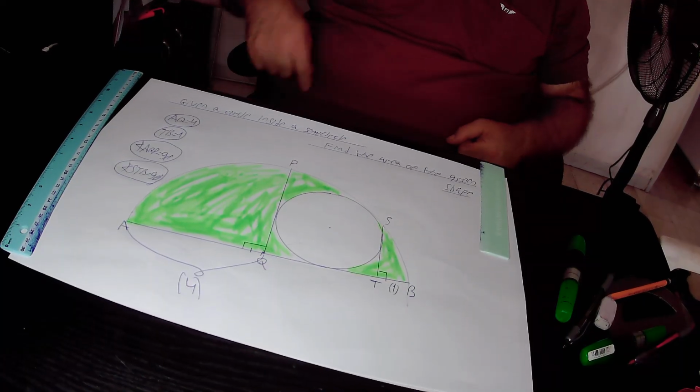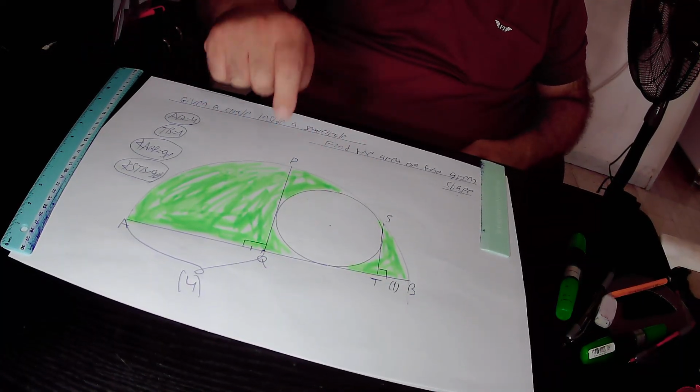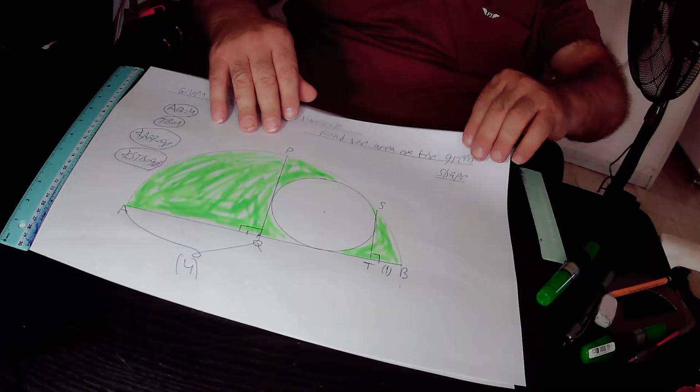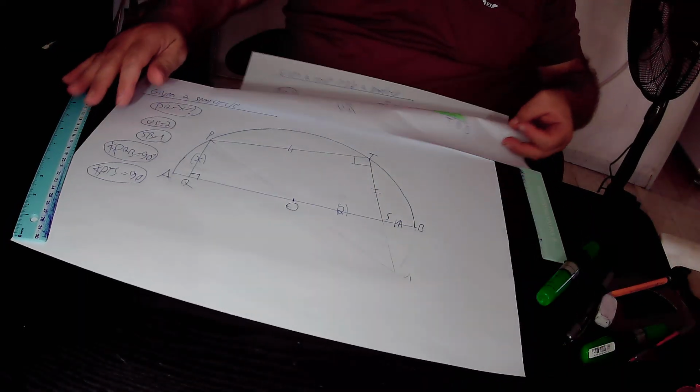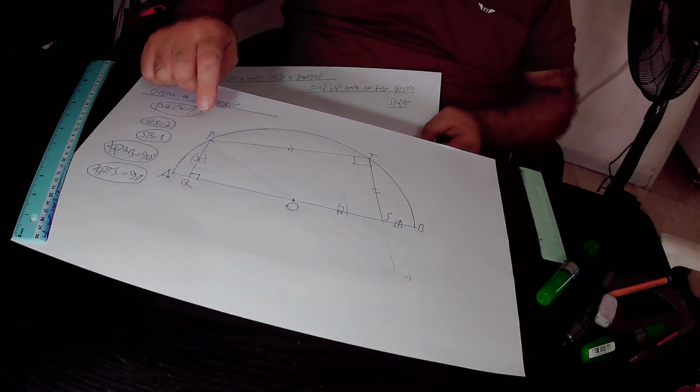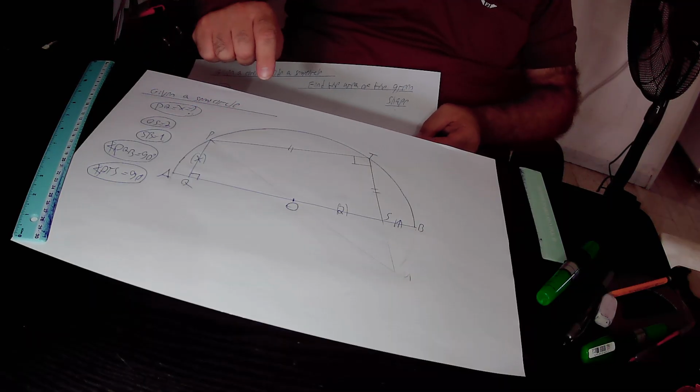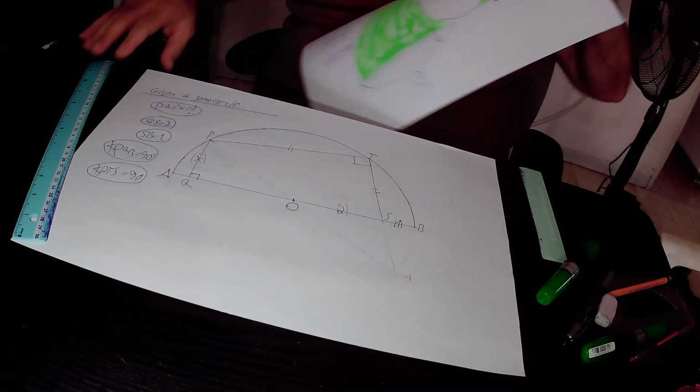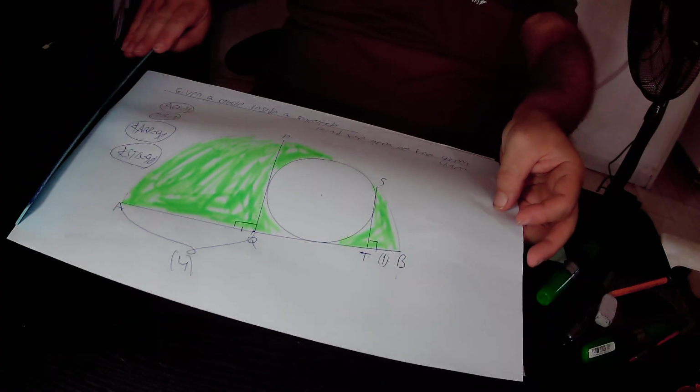Hello, in this lecture we'll answer two questions. In the first question, we'll find out the area of this green shape, and in the second question, we'll find out the length of this line segment PQ, which is equal to x. We have to find out the value of x. So we'll start with the first question.